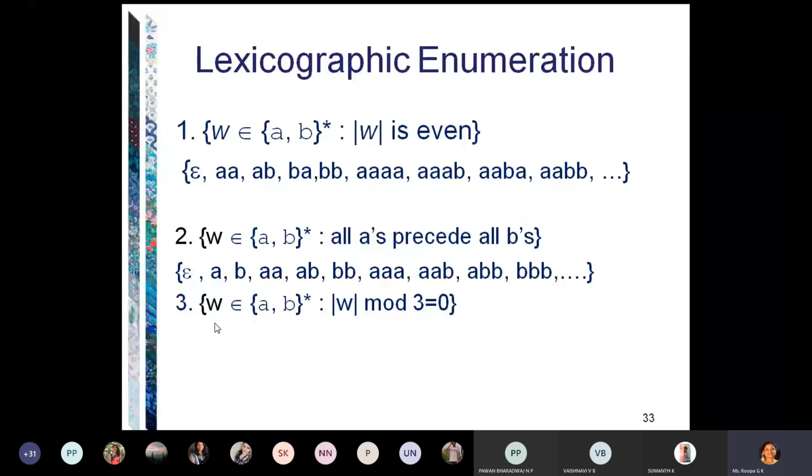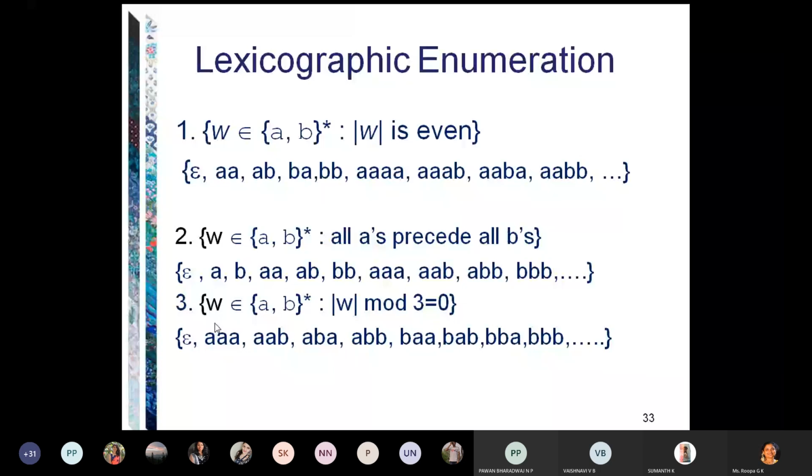Third one, will you try yourself? W belongs to {A, B}. What is the mod operation first? Length of W mod 3 is equal to 0. Anyone? Epsilon, AAA, AAB, ABA, ABB, BAA. Okay, after 3, which string length will come? 6. Next we have 6. When a string length is divided by 3, you should get the remainder 0. Mod operation. Many are there, so I just put dot dot dot. AAB, ABA, ABB, then BAA, BAB, BBA, BBB, etc. Next directly comes string length 6.